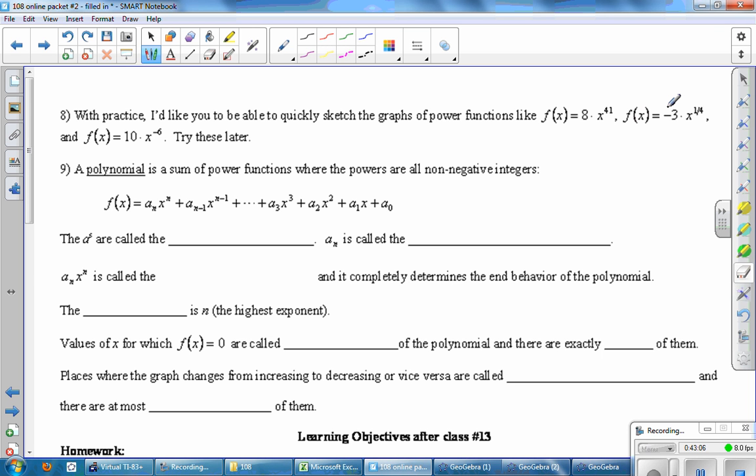Number 9, a polynomial is a sum of power functions where the powers are all non-negative integers. So there's lots of notation in this function right here, but I'm just going to write down some examples. F of x equals negative 3x to the 7 plus 2x to the 5 minus 4x plus 6. So that right there is a polynomial function.